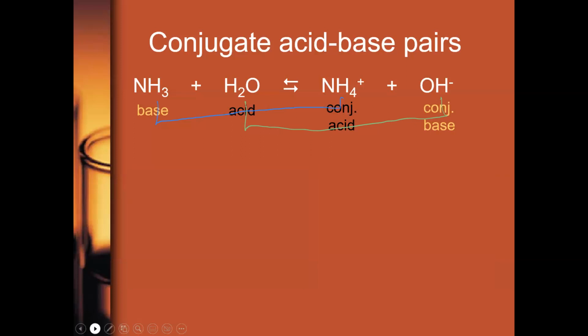So let's look at this example and do the same thing. Here we have hydrochloric acid and water produces hydronium and chloride. We can pair these up as well. So notice that HCl, hydrochloric acid, is going to become the chloride ion. Those only differ by one hydrogen. Hydrochloric acid loses a hydrogen. So if it loses a hydrogen, it is our acid and will become our conjugate base.